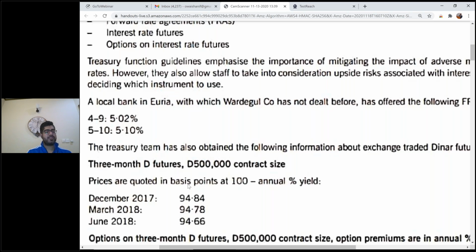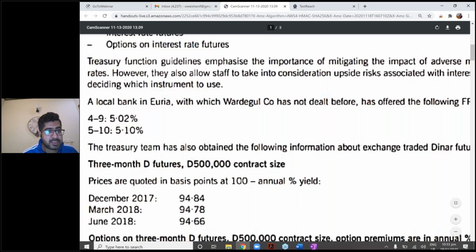There won't be a future for January. It's only March 30th, June 30th, September 30th, December 30th. So you plan to borrow or deposit on 31st Jan, but there's no future for 31st Jan. It's from March, June, September, December. So the nearest future you can take, the very next one, is March. So you will take the March futures of 94.78.